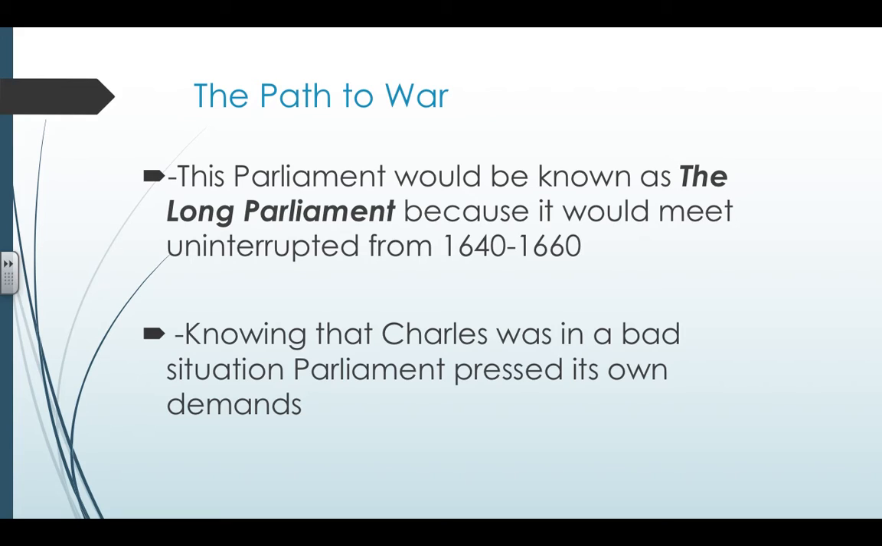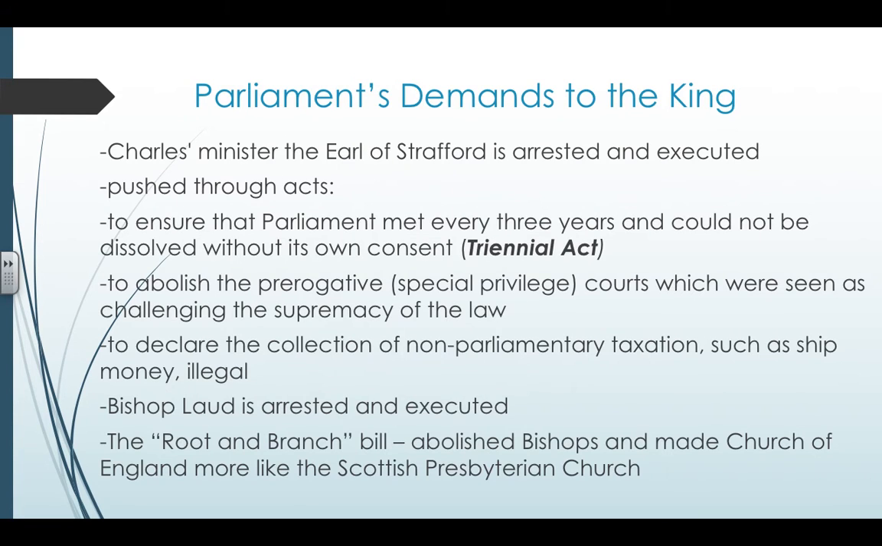Now, knowing that Charles is in a bad situation, Parliament decides that we've got him where we want him. He has to agree to these terms because otherwise he's going to lose Scotland. And so Parliament presses its own demands. Part of those demands: they arrest Charles's chief minister, the Earl of Strafford. They arrest him, they execute him.